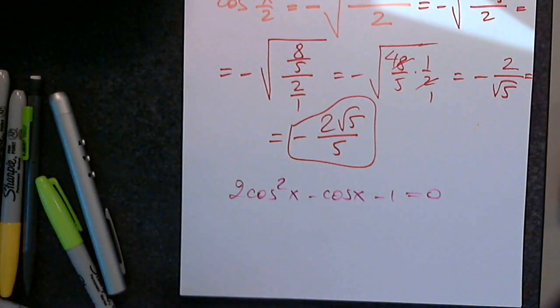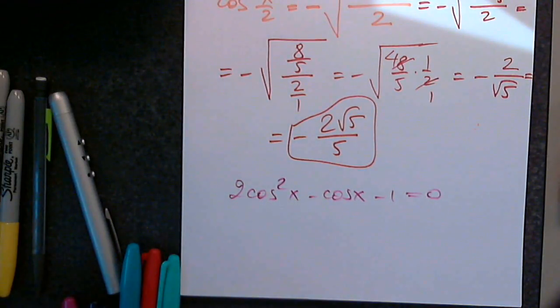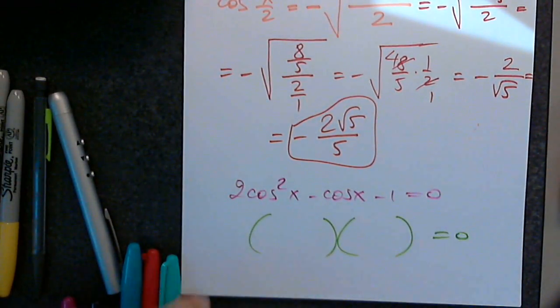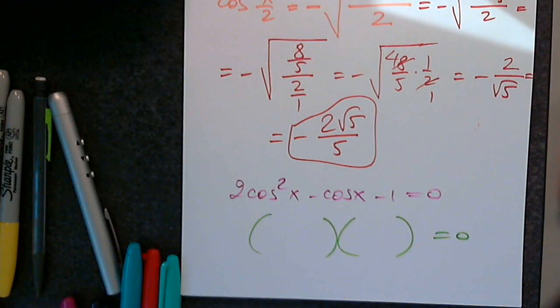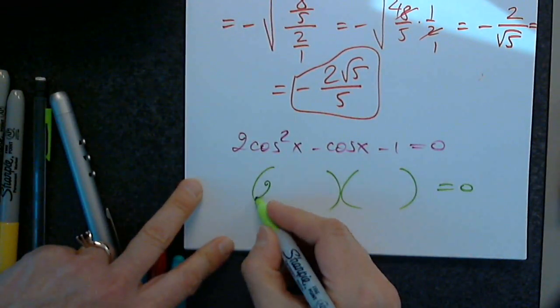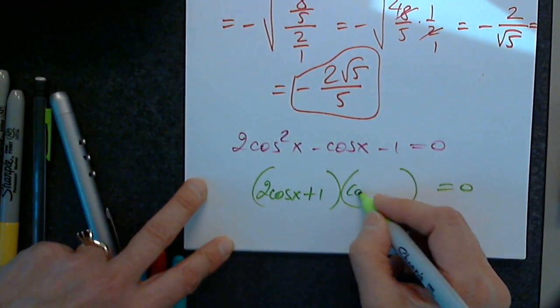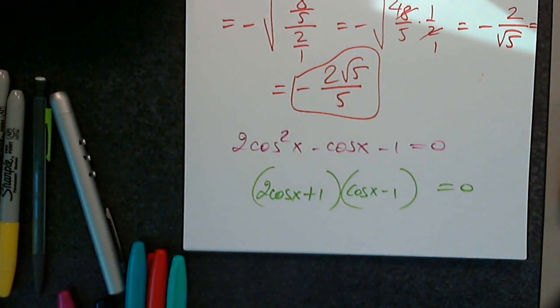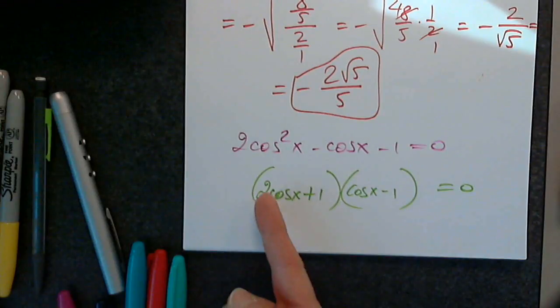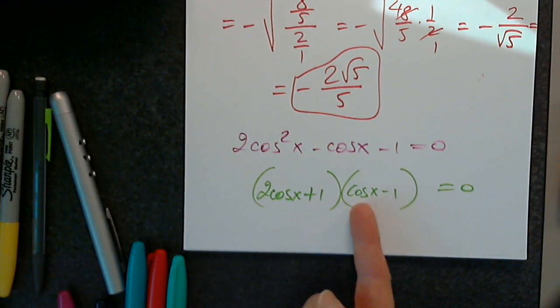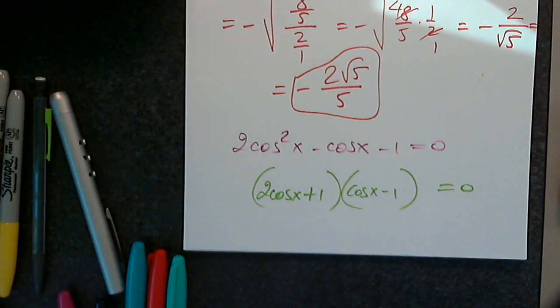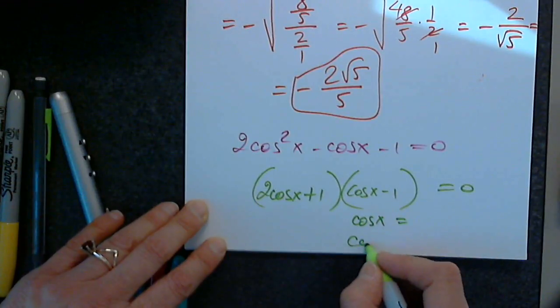And now what do I do? I have to factor it. Absolutely. Question is, how do I factor it? 2 cosine x plus 1 times cosine x minus 1. Awesome. Let's check. 2 cosine times cosine. Negative 2 cosine x plus cosine x. Correct. 1 times negative 1, negative 1. Correct. Perfect.